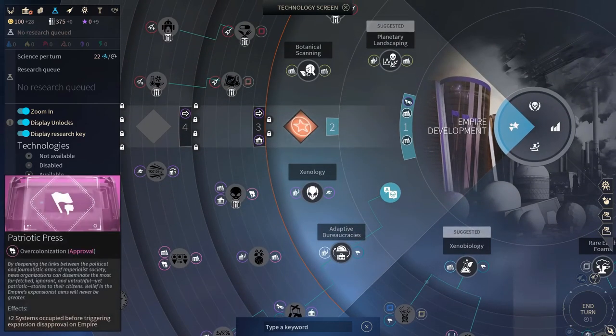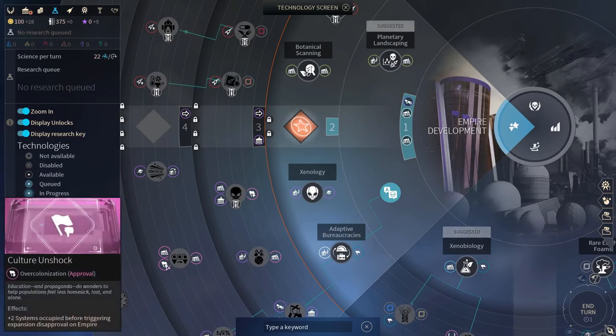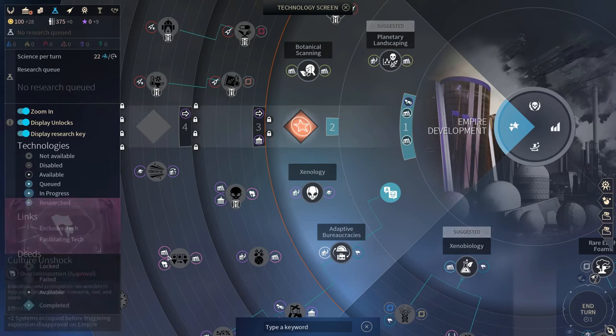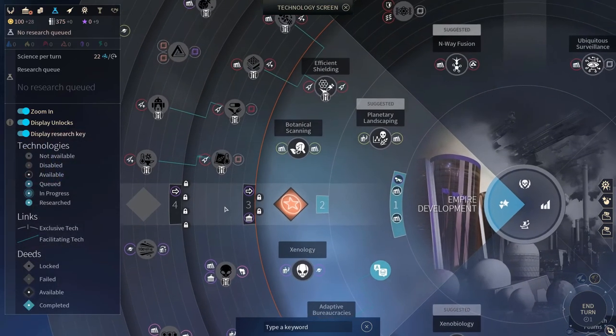You will want to look at the overcolonization technologies because these will give you basically more room to expand before triggering Empire expansion disapproval. So you can keep your approval very high even though you colonize more than you should be able to.